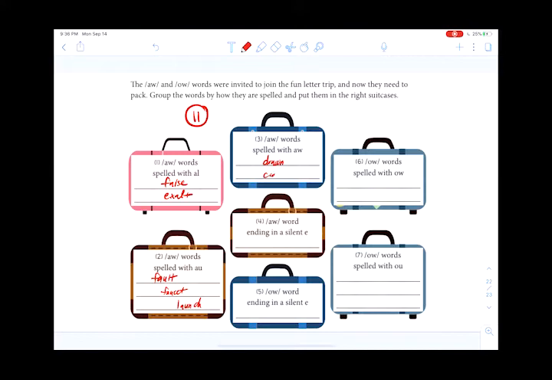Number four is sauce with a silent E. Number five is pounce, also with a silent E. Number six is frown and howl. Number seven is mount, sprout, and sound.